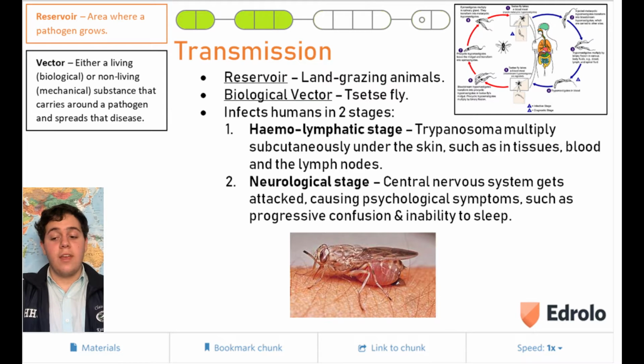The hemolymphatic stage, in which they multiply subcutaneously under the skin, such as in tissues, blood, and in the lymph nodes. And next is the neurological stage. The central nervous system gets attacked, causing psychological symptoms such as progressive confusion and inability to sleep.